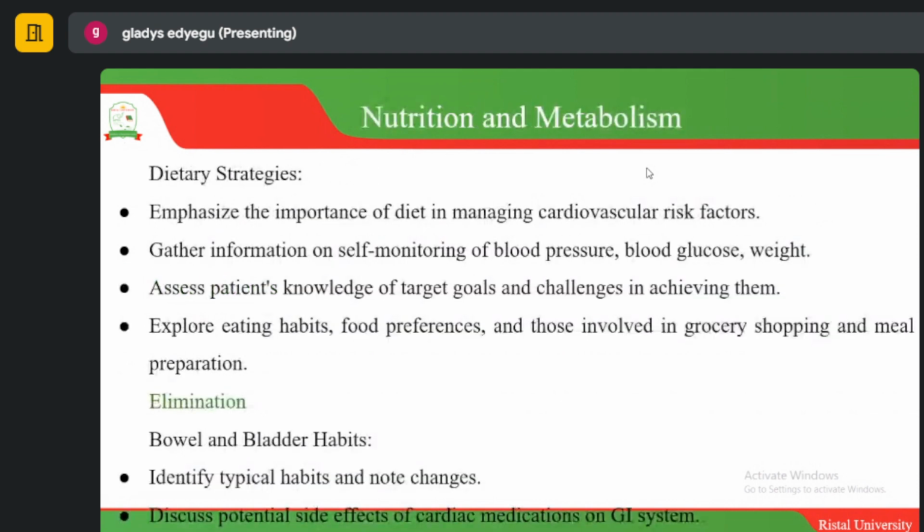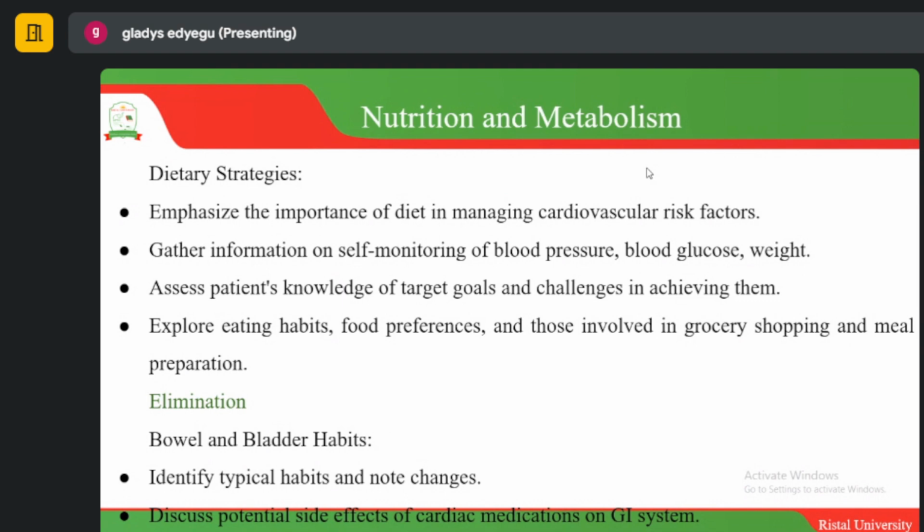On nutrition and metabolism, dietary strategies emphasize the importance of diet in managing cardiovascular risk factors, because when you feed on certain types of foods, they also affect our cardiovascular system and can cause these cardiovascular conditions. So some kinds of foods that we take can be a risk factor to some of these conditions.